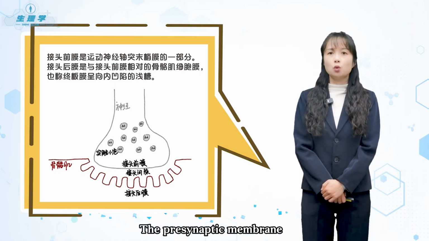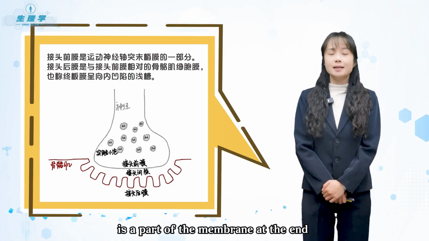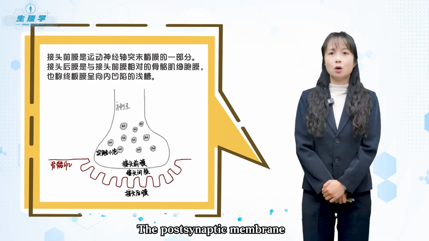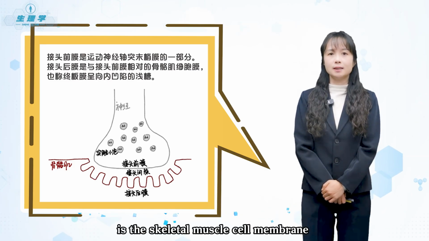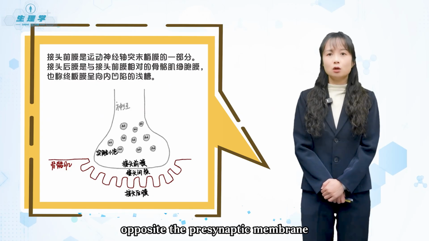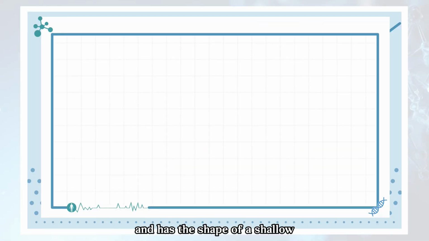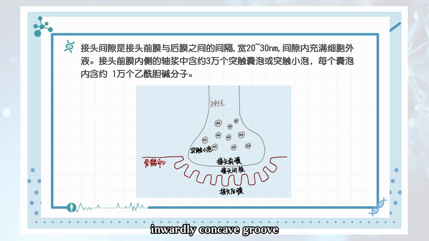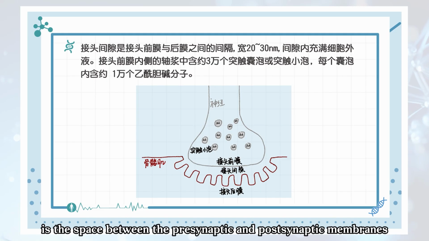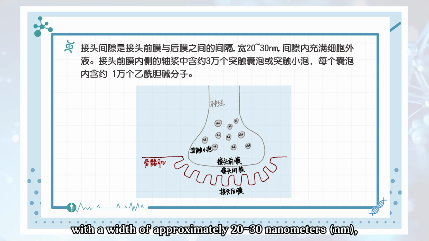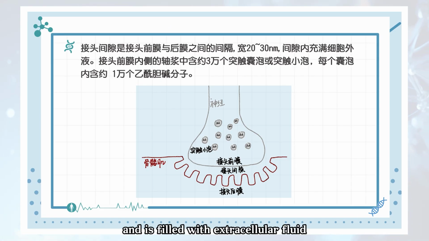The presynaptic membrane is a part of the membrane at the end of the motor nerve axon. The postsynaptic membrane is the skeletal muscle cell membrane opposite the presynaptic membrane, also known as the end plate membrane, and has the shape of a shallow, inwardly concave groove. The synaptic cleft is the space between the presynaptic and postsynaptic membranes, with a width of approximately 20-30 nanometers (nm), and is filled with extracellular fluid.